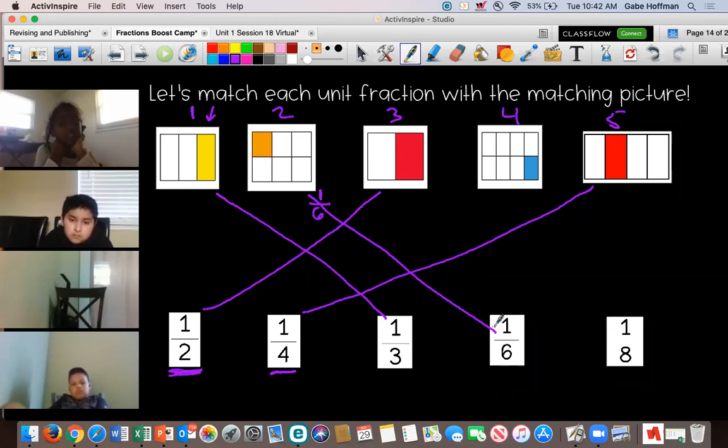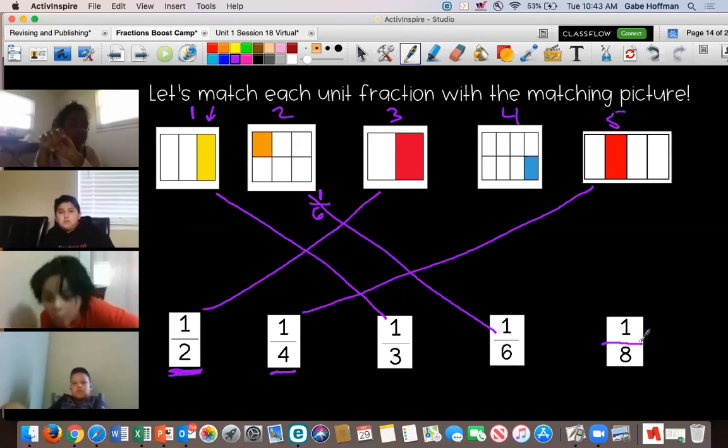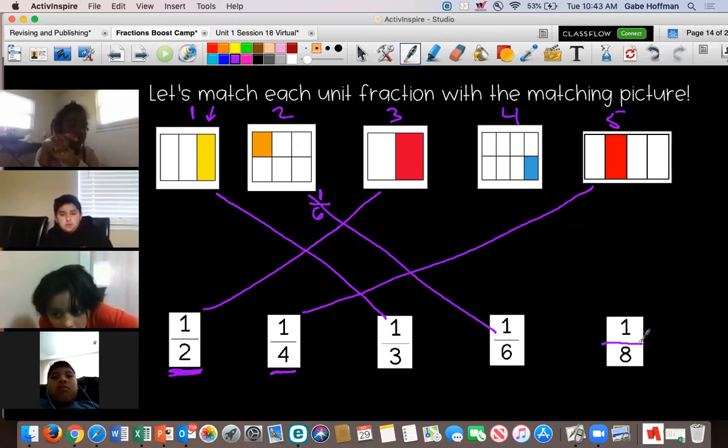So our last one, Eric. Which picture represents 1/8? Picture 1, 2, 3, 4, or 5. 4. Good job.